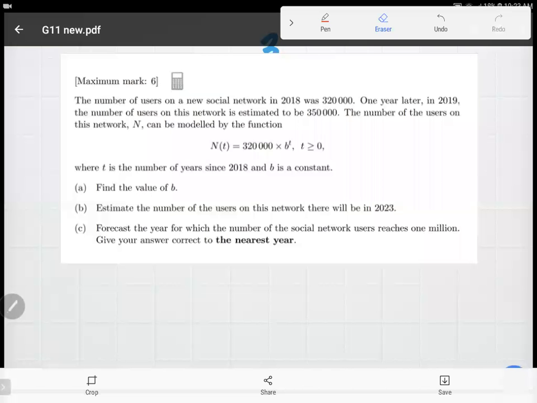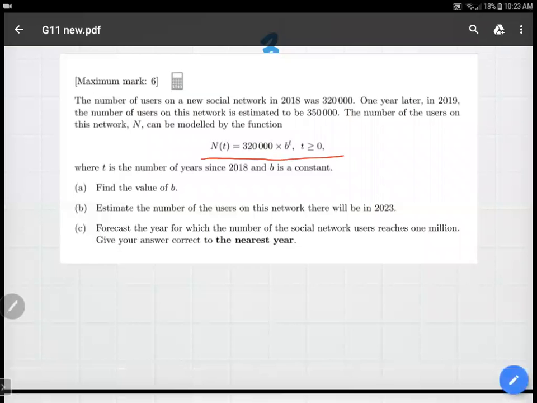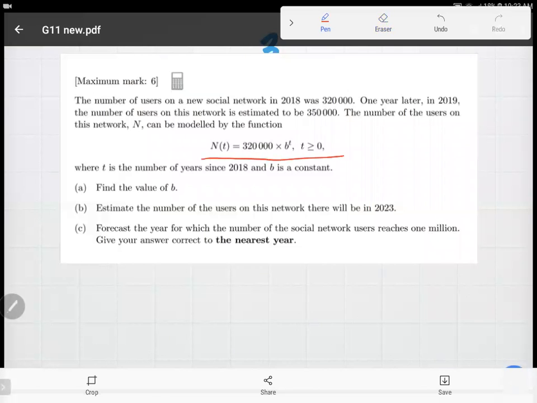It is an exponential growth question. In this question, we have a model, and this model shows us how the number of users on a new social network changes day by day. Okay, and then it is the equation N of t is equal to 320,000 times b power t. And first of all, we will find what is b.